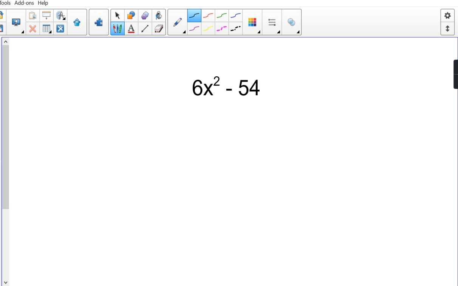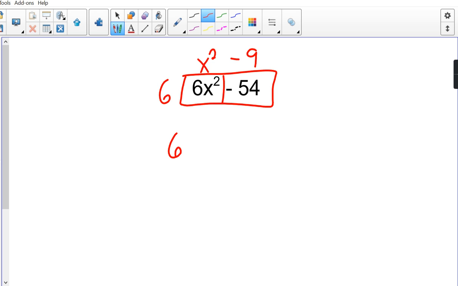First, we're looking for a greatest common factor. Okay, I look at 6x squared minus 54 and I see they're both divisible by 6. So I will factor out 6. Then I'm left with x squared, and negative 54 divided by 6 is negative 9. So my two factors are 6 times x squared minus 9. Now I need to check if one of those factors could be factored again.